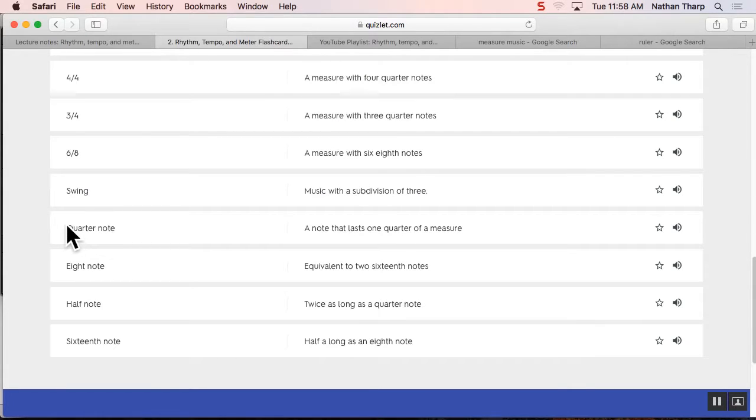A ruler is divided into halves, quarters, eighths. A measure can be divided into the same thing, right? Whole note, half note, quarter note, eighth note, 16th note. So a 16th note lasts a 16th of a measure. What does a 16th note mean? A 16th of a measure. That's what it means. An eighth note means an eighth of a measure. Half note means half of a measure.